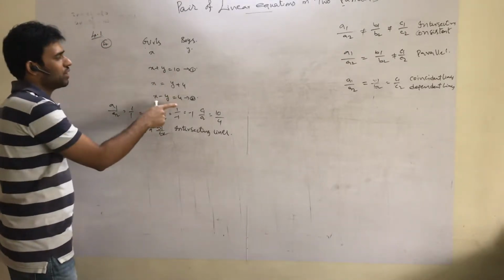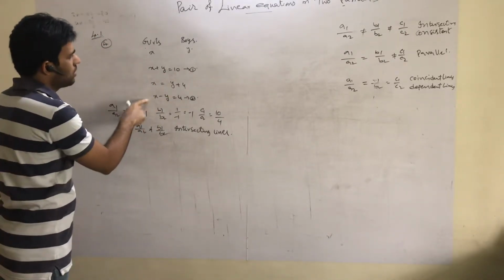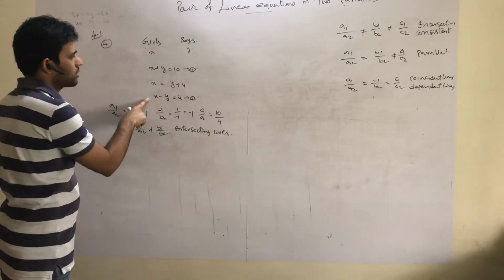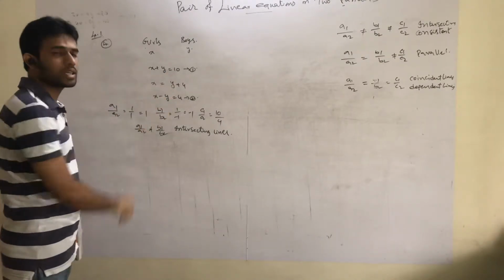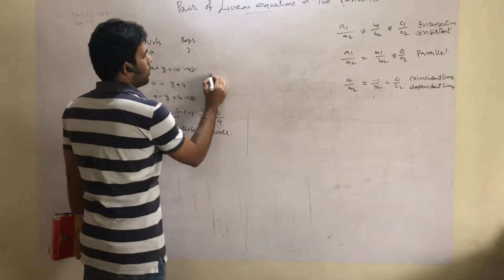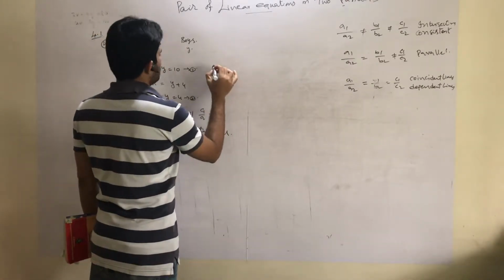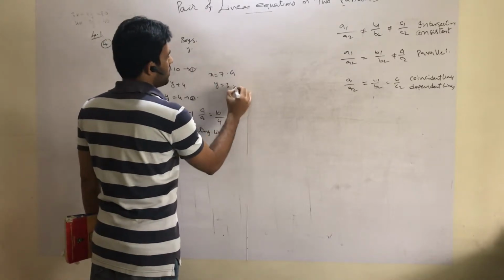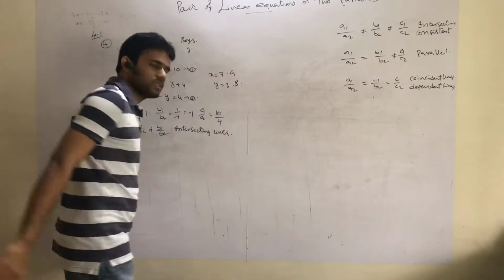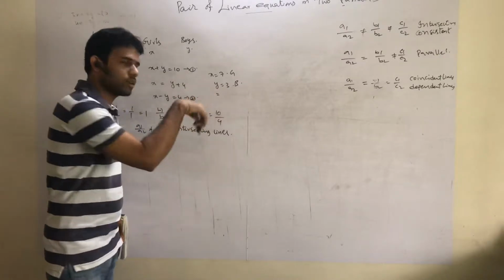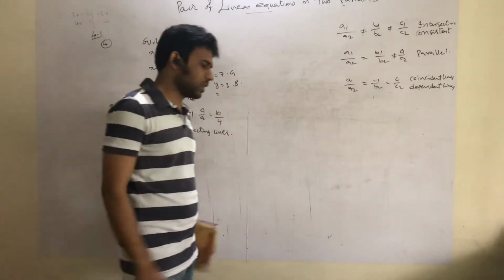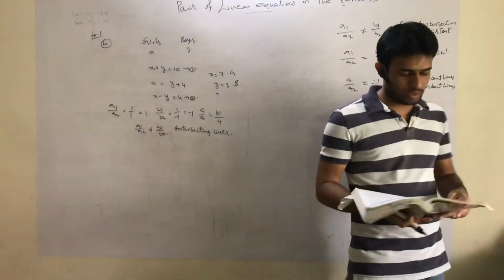So equation 1 and equation 2, if you add these two equations, y gets cancelled, x plus x is 2x, 2x becomes 14, then x becomes 7. So x is 7, if x is 7, y is 3, this is the answer. So there are 7 girls and 3 boys in the class. This is the answer. But you can do this using the graphical method. So that's problem number 3. This is simple.